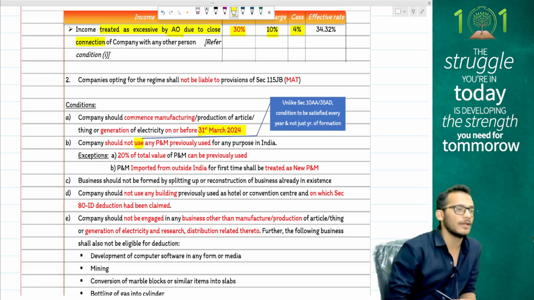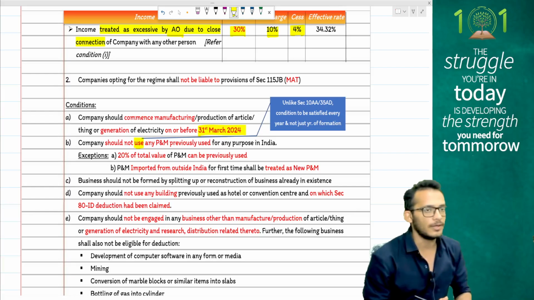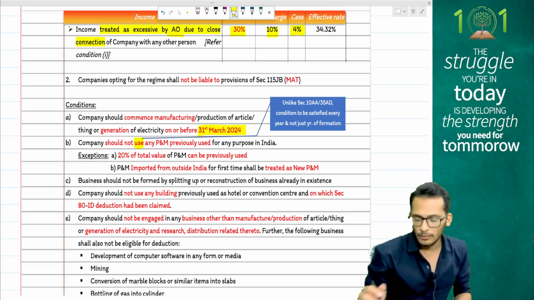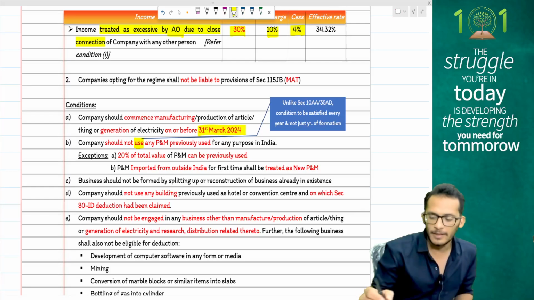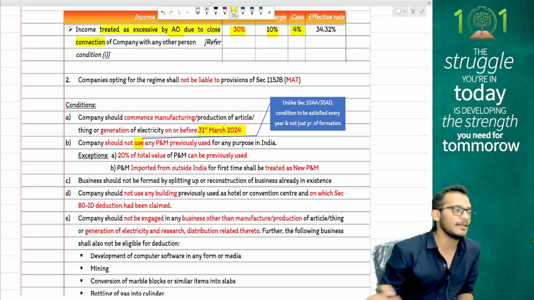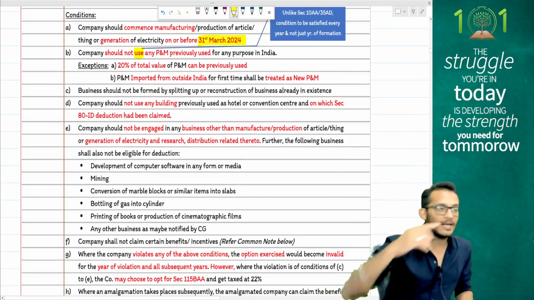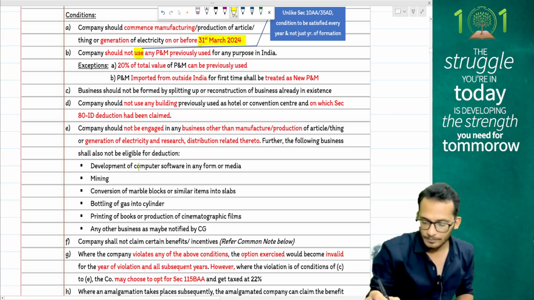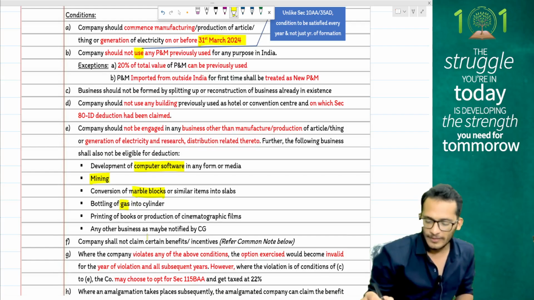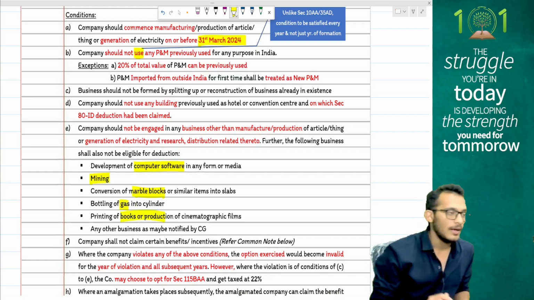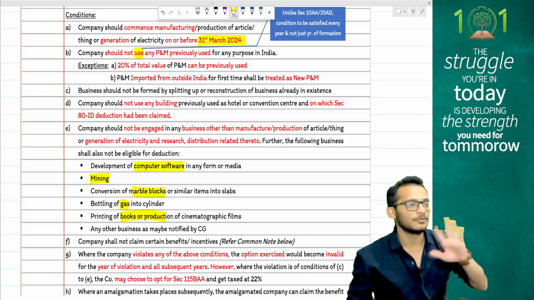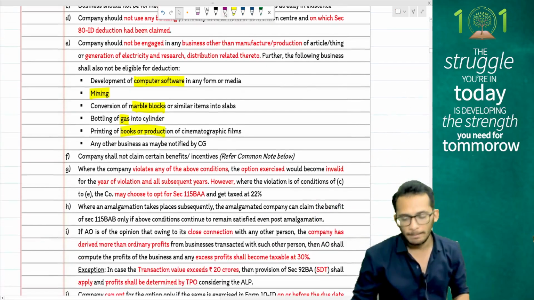Conditions to be followed when it comes to 115BAB, people: you should not use any old plant and machinery of more than 20% of the total value. Business should not be formed by splitting up or reconstruction. You should not have claimed any deduction under old laws such as 80ID. You should not be engaged in the following businesses like developing computer software, mining, marble blocks, bottling of gas into cylinders, printing of books, etc. Yes, these items should not be done for you to claim 115BAB.